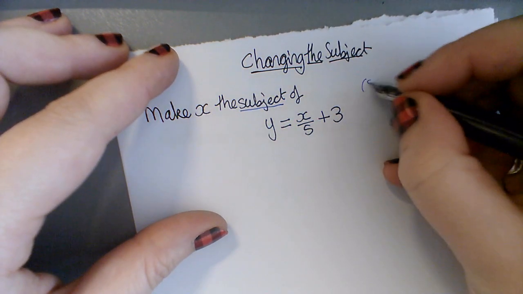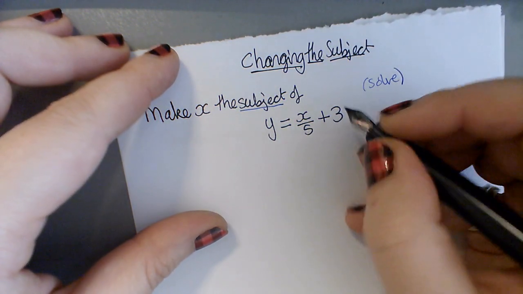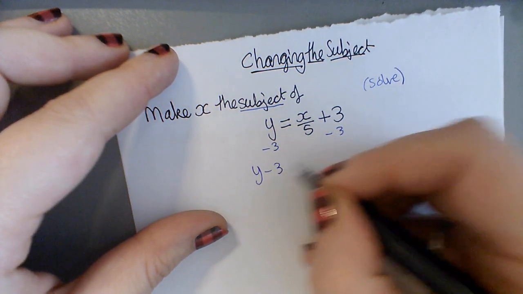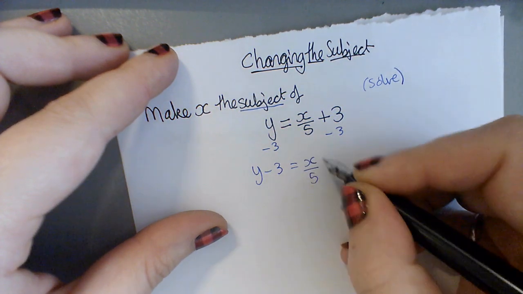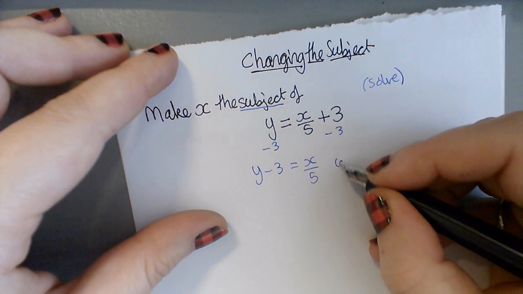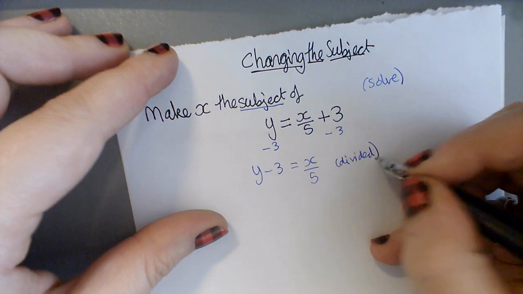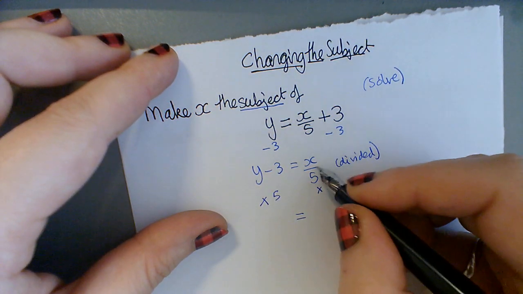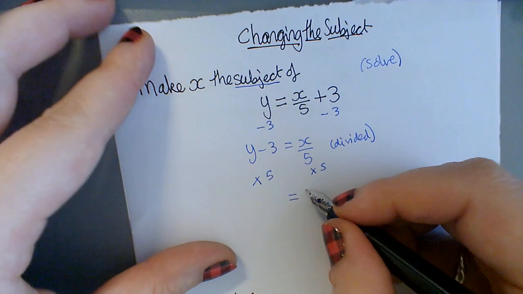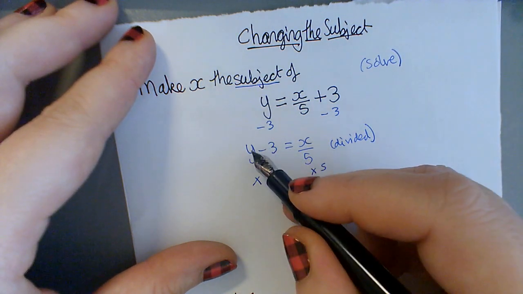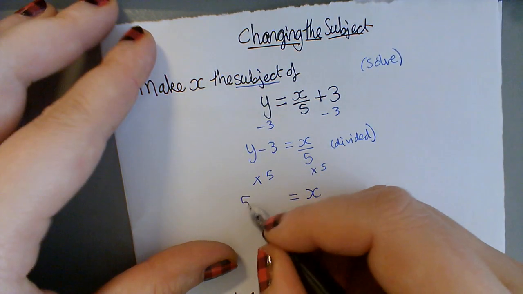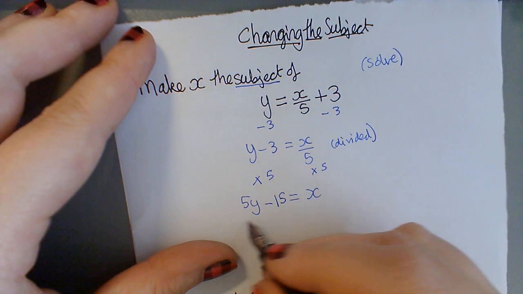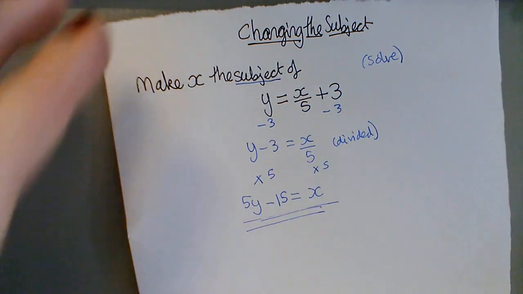This works exactly like solving. So I'd work backwards. I'm going to take away 3 from both sides. y minus 3 equals x over 5. x over 5, that means it's currently divided. So I'm going to need to multiply by 5. Now on this side that's easy because dividing by 5 and multiplying by 5 just cancel out. When I look on this side I need to multiply everything by 5. So I'll get 5y minus 15. When we double check, x is in one place, it's nowhere else. That is my final answer there.